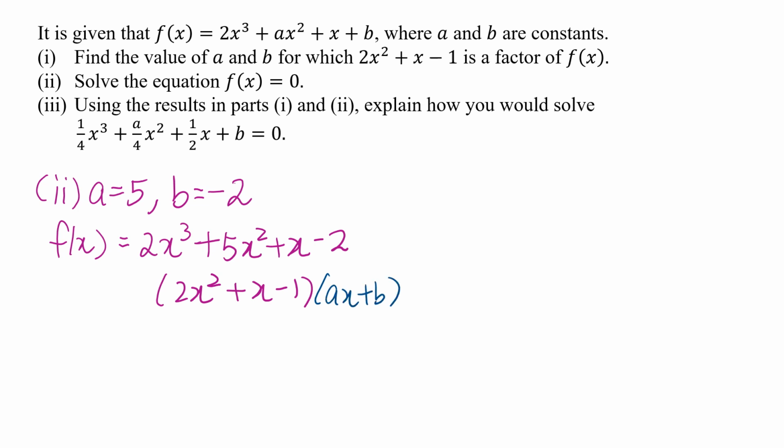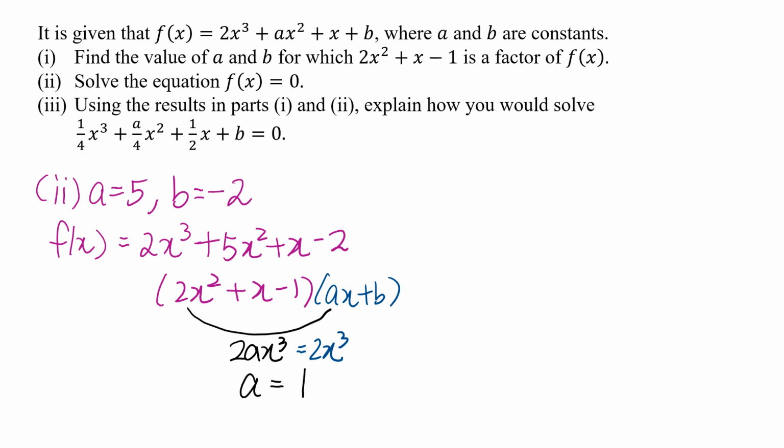Right, so the linear factor is in the form ax plus b. When you take the first term 2x squared multiplied by ax, that will give you the first term of your f(x), which is 2x cubed. And from there you can find the value of a to be 1.